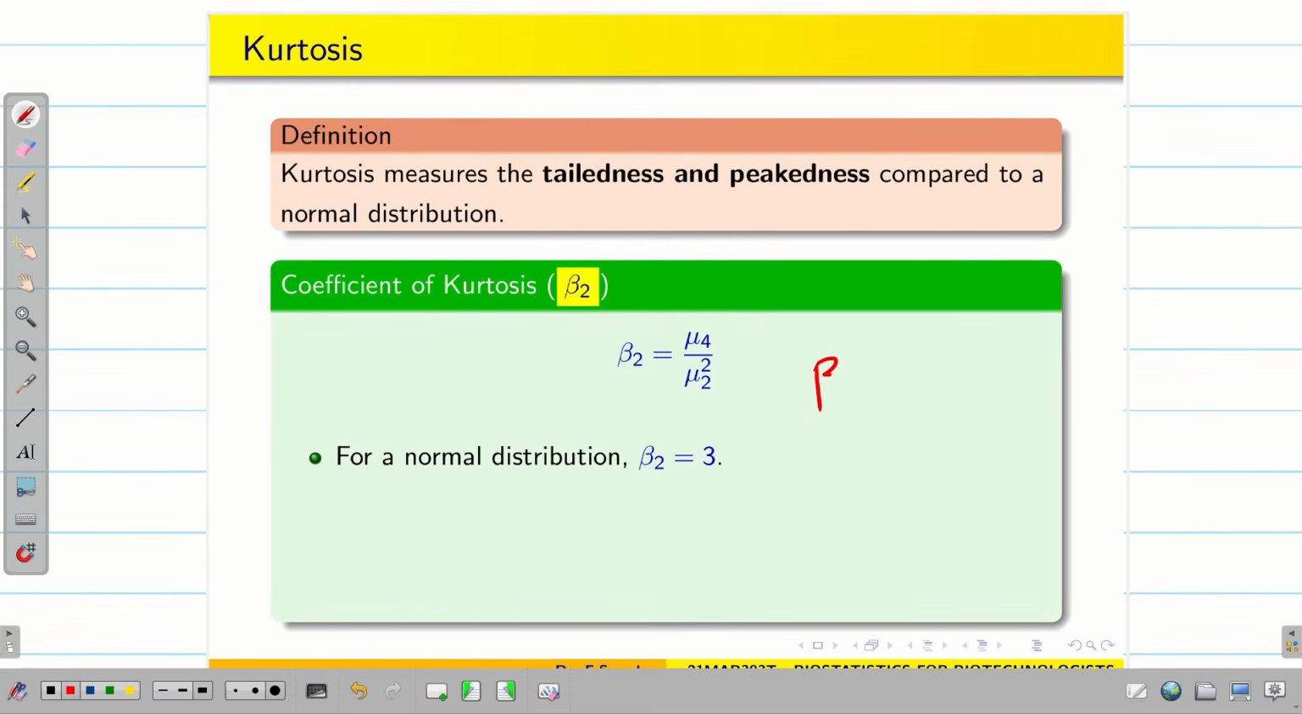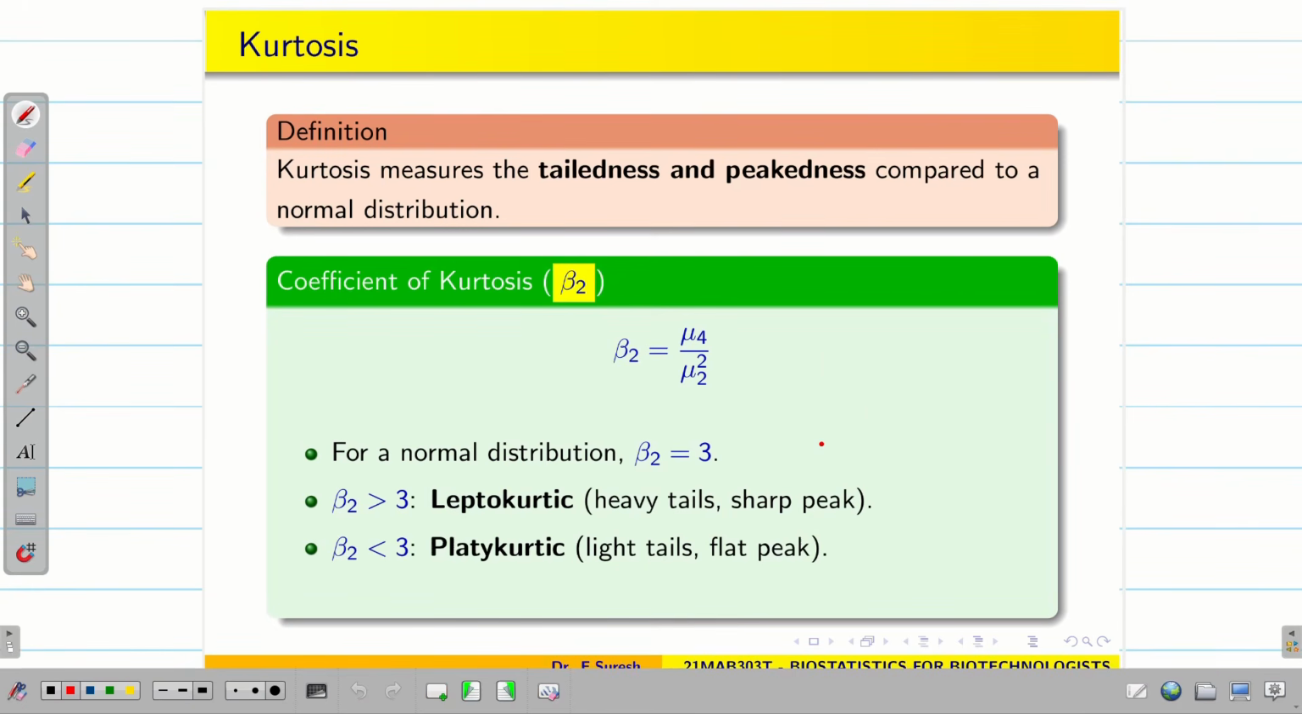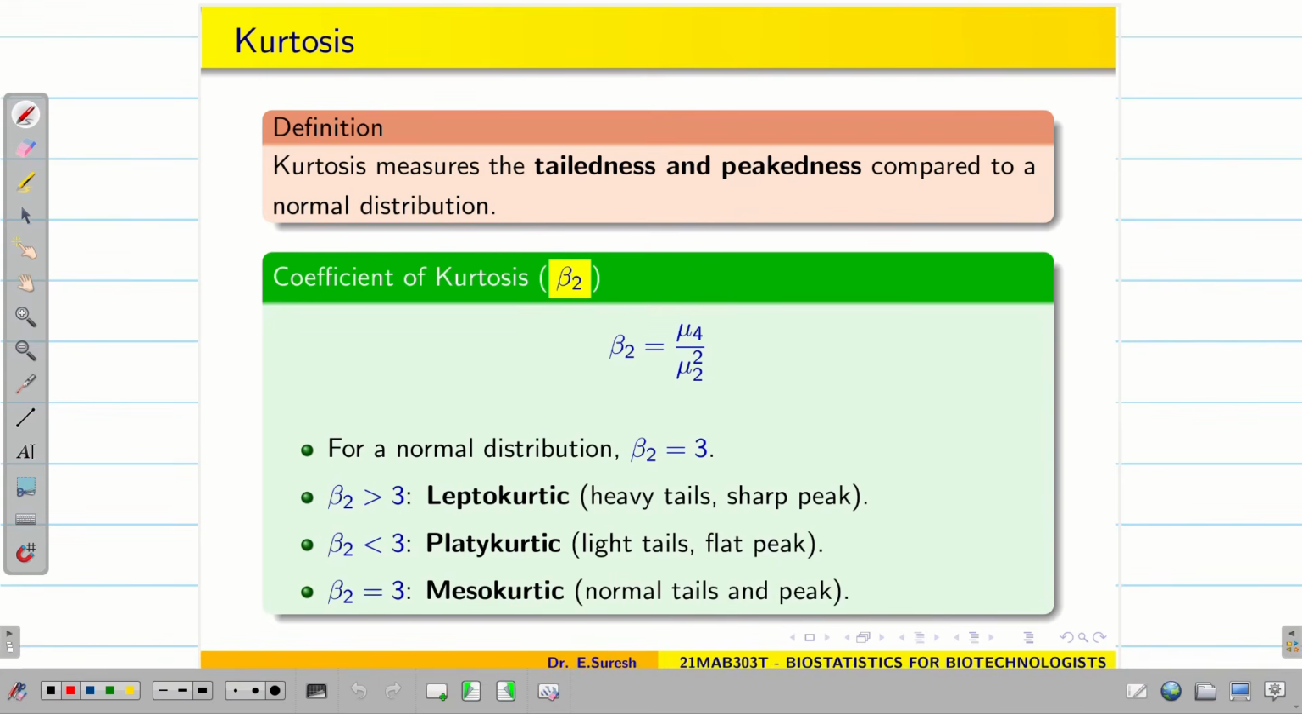For a normal distribution, beta 2 equal to 3. Now, what happens if it is greater than 3, or less than 3? Let us see. If beta 2 is greater than 3, it is called leptokurtic, that means it has a sharp peak. If it is less than 3, we say it is platykurtic, that is a flat peak. If it is equal to 3, it has a normal peak and normal tails, we say it is mesokurtic. If I say it like this, you don't get the idea, so let us go into the visualization.